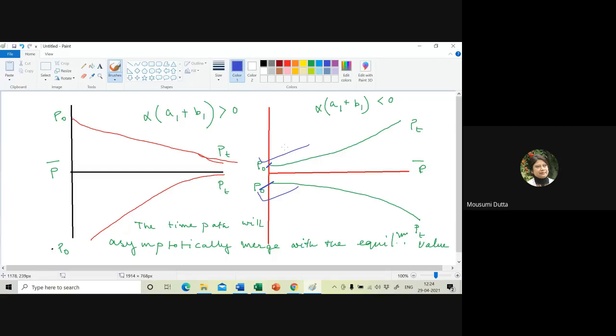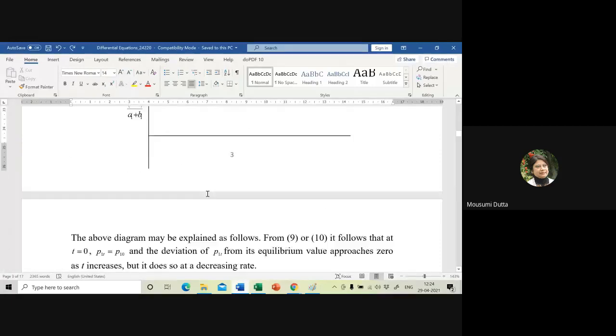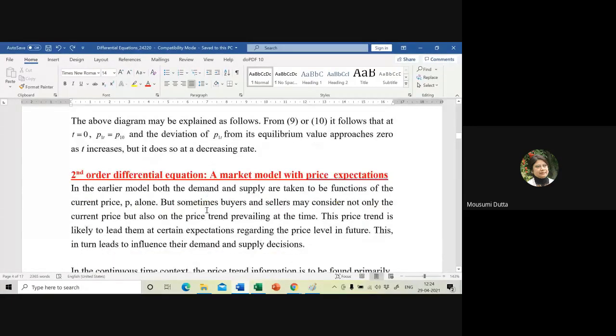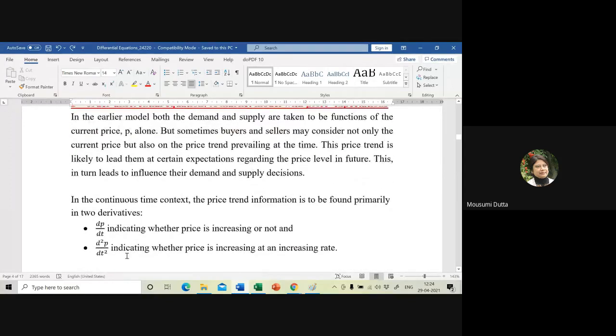So this is all about the derivation of the time path using the first order differential equation framework. Next, we will go for second order differential equation. We will go for a market model using price expectations, and in that case I'll explicitly bring in the second order derivative, where the price is increasing at an increasing rate, etc.